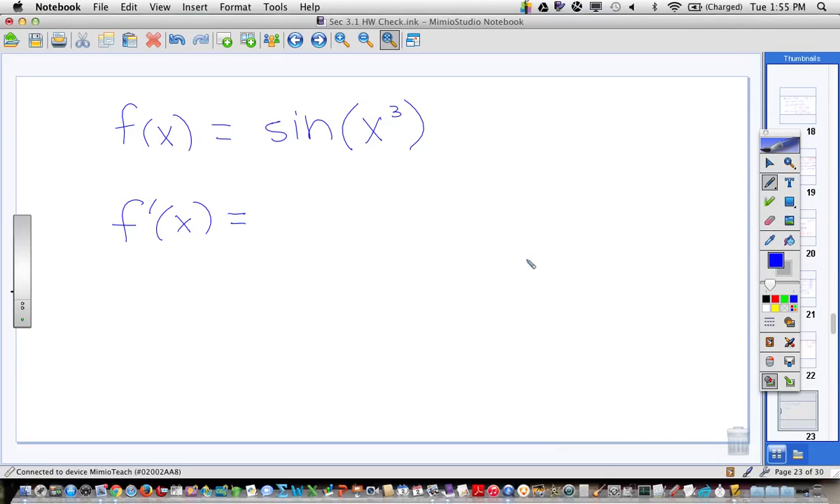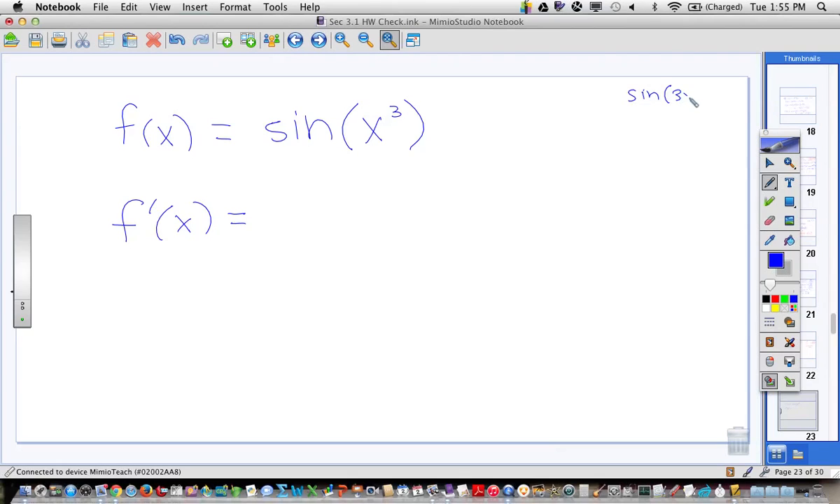Most functions aren't just e to the x. Most functions aren't just x squared. Most functions aren't just sine x. They have other stuff inside. Now, before we do this, I would say to you that we've kind of done this already, right?